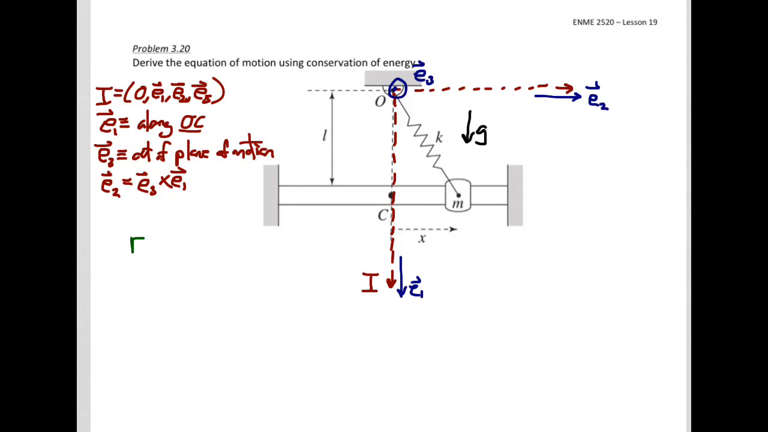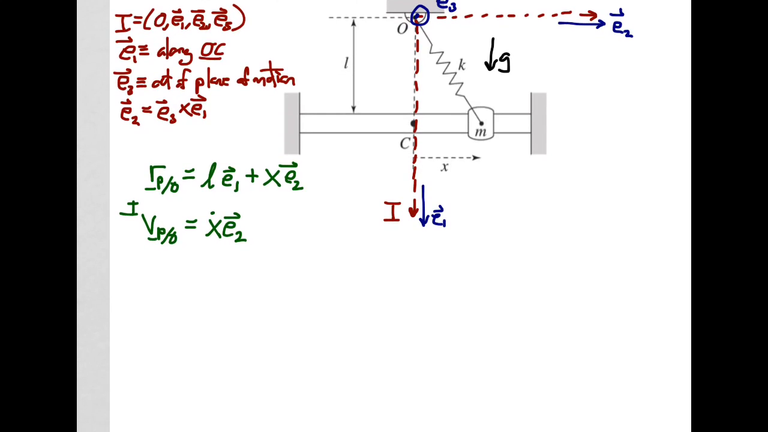Our kinematics of the system are: the position of P with respect to O is R, L in the E1 direction, plus x in the E2 direction. We have one coordinate, x, so this is a 1 degree of freedom system. Our velocity of P with respect to O, observed in the inertial reference frame, is x dot in the E2 direction, because L doesn't change; L is fixed.